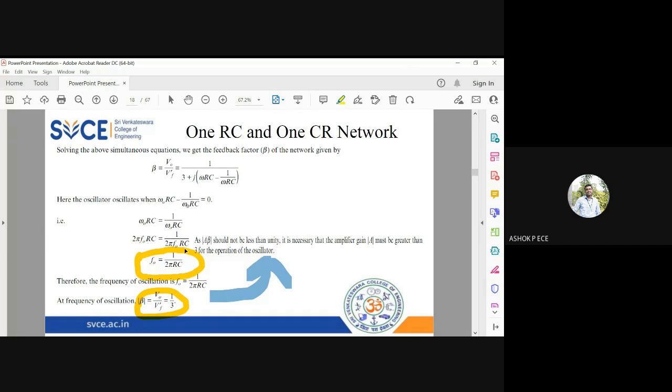Maximum value of gain can be more than 3. And the frequency of oscillation is very simple. It is 1 by 2 pi RC. See, remember, only when LC comes, you will have 1 by 2 pi square root of LC. But when RC comes, it is without square root. f naught equals 1 by 2 pi RC. That's all.